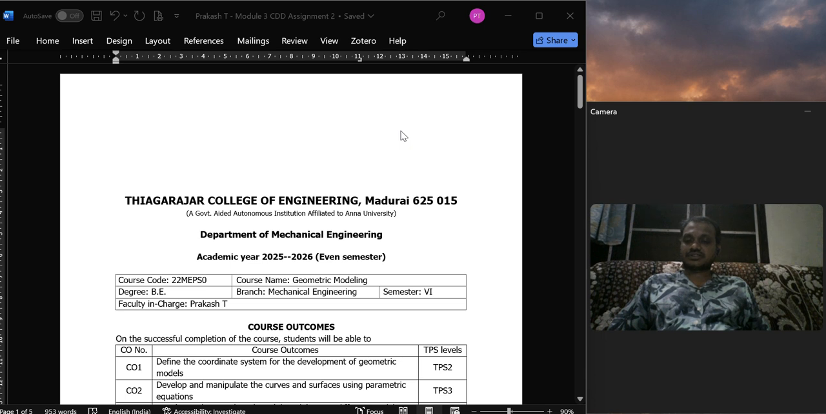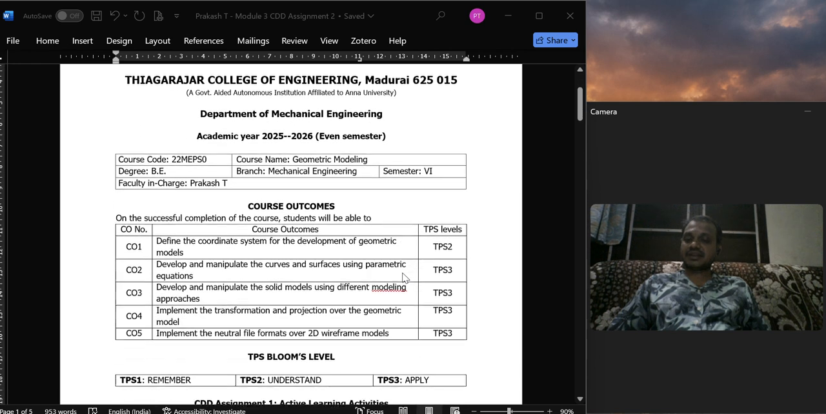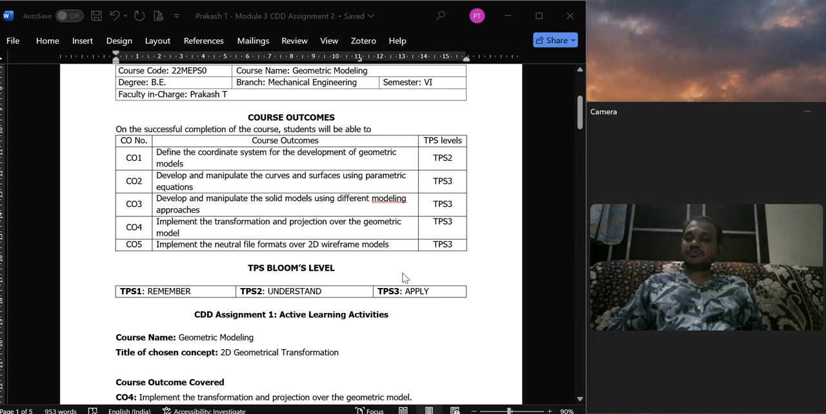Myself Prakash, Assistant Professor from the Mechanical Engineering Department, Tyagaraja College of Engineering, Madurai, Tamil Nadu. This semester I am handling the course called Geometrical Modeling for sixth semester BE Mechanical Engineering students. In this course, we have five course outcomes, and this is my Bloom's level.